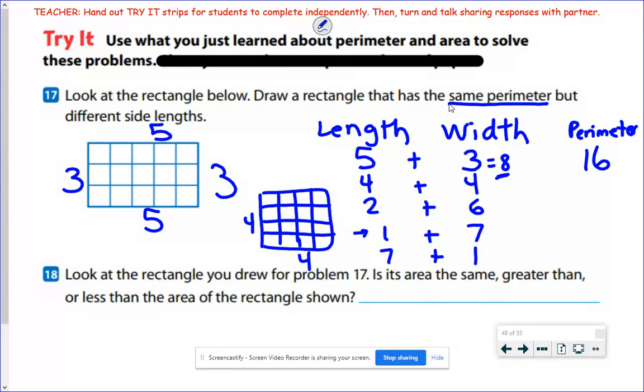Look at the rectangle you drew for problem 17. Is the area of the one you drew, which may or may not have been 4 by 4, the same, greater, or less than the area of this one? Okay, so let's go back and find the area of this one. The amount of space inside this is 3 times 5, which is 15 square units. Whereas with this one right here, if we multiply 4 times 4, this is 16 square units.